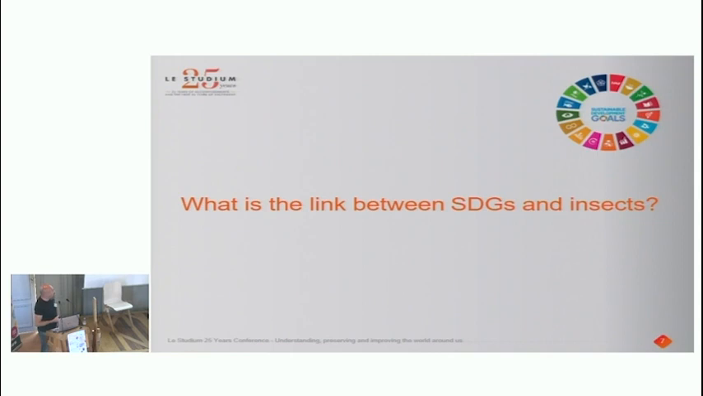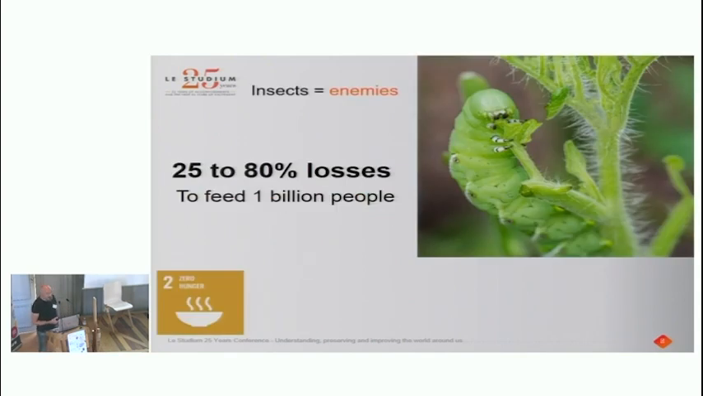So what is the link now between SDGs and insects, which is the main model system that we are studying in my institute? For a very long time, insects have been seen as enemies, and I will give you 2 examples of that. The first one is that insects can feed on many different things, but most of them feed on plants, including crops. And insects actually eat a lot of the food that is produced for humans.